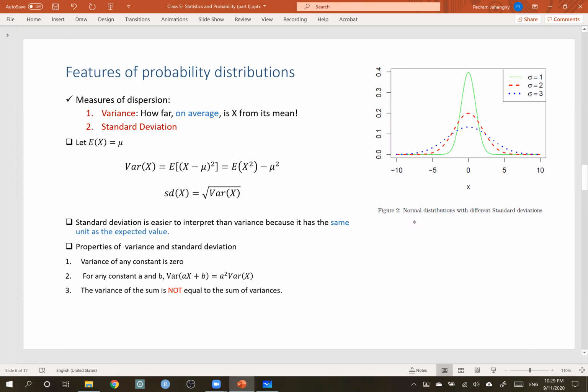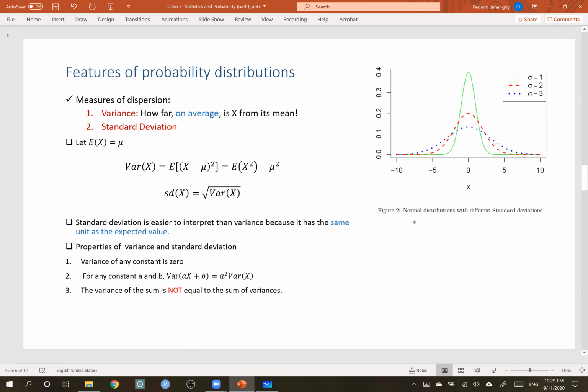All right, now let's talk about measures of dispersion. We already looked at the measure of central tendency, which was expected value and median, two of them, by the way. Now let's look at the measures of dispersion. So for dispersion, you have seen these things from statistics. These are very simple concepts: variance and standard deviation.